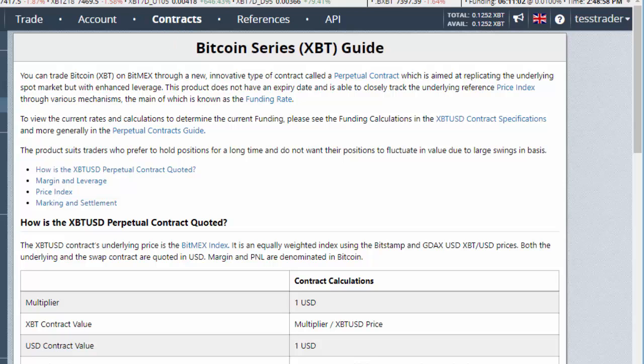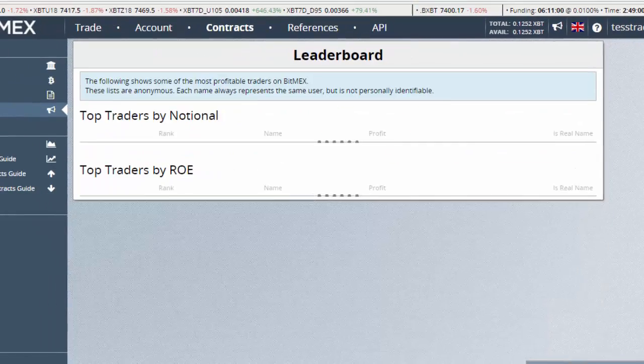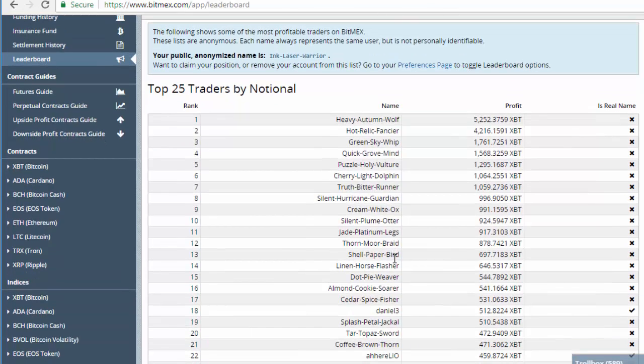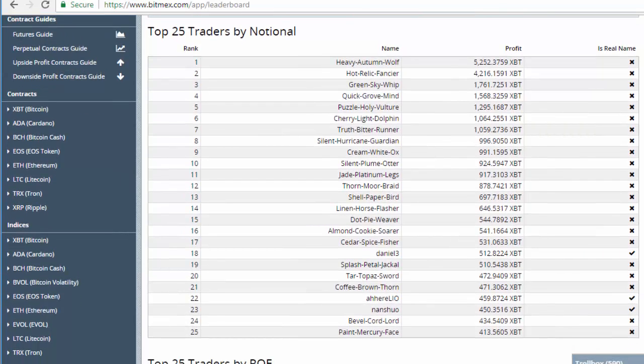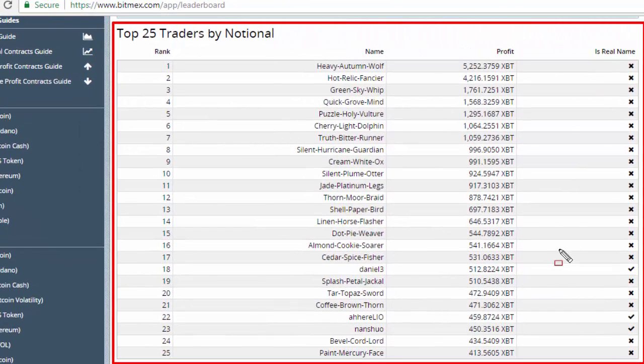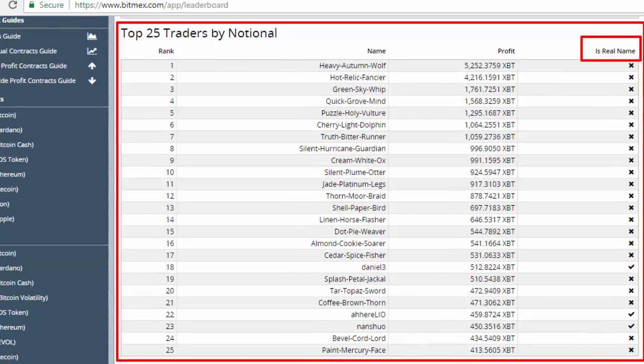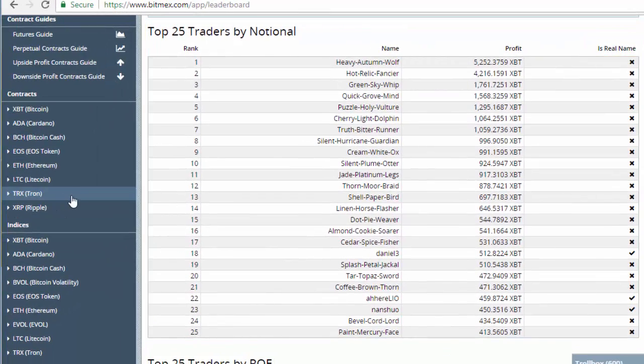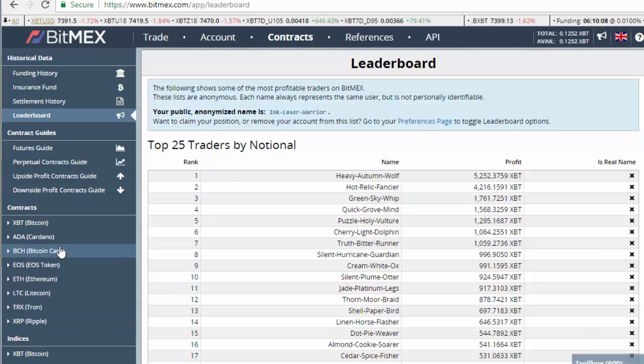No problem there. One feature that you might want to have a look at here is the leaderboard. It shows you the traders who are making the most profit on the trading platform, and there's some serious profits being made here. As you will see, this is the top 25 traders, and you'll see that also they're not using their real names. This is an option that Bitmex allow, and you can turn this off in the preference section of the site as well. And there you can see 5,252 Bitcoin, then times that by the current price to give you an indication of how much is being made there.